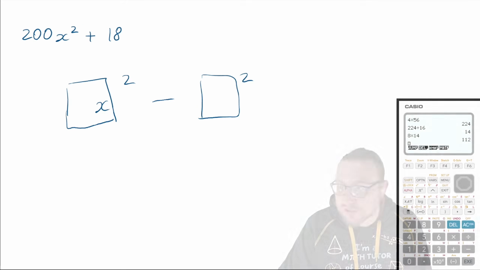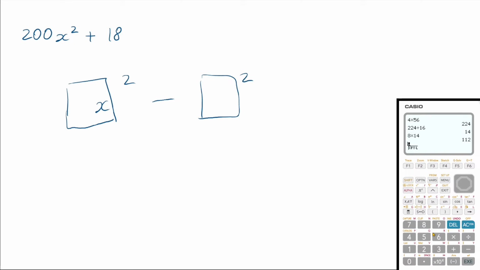So if we have a look here, we can use our calculator. So we can go into 18 and is this working? Yeah, it is. Okay. So we're going to go to square root, shift square root, 18. Please work, calculator.